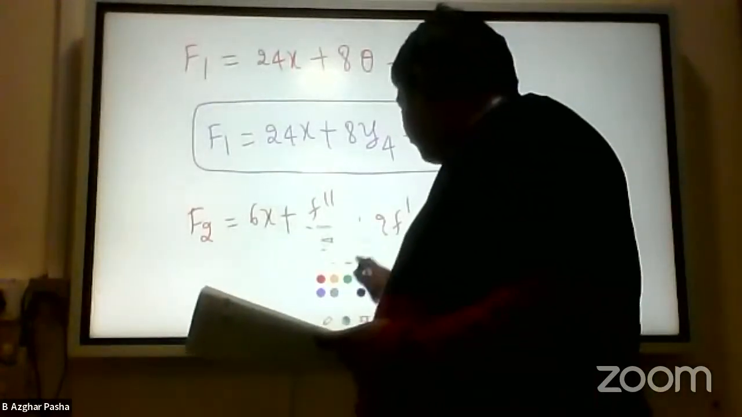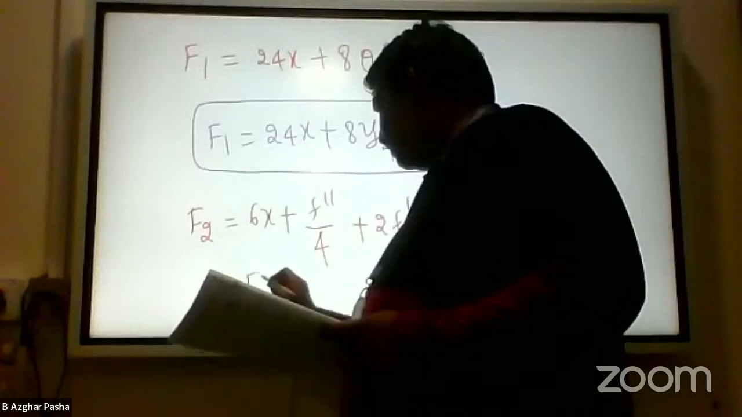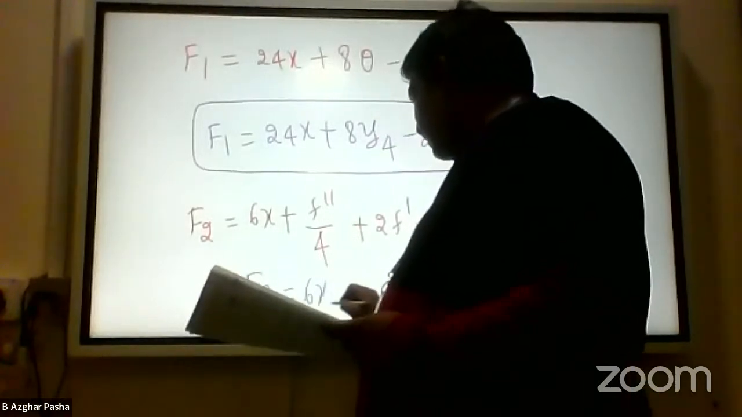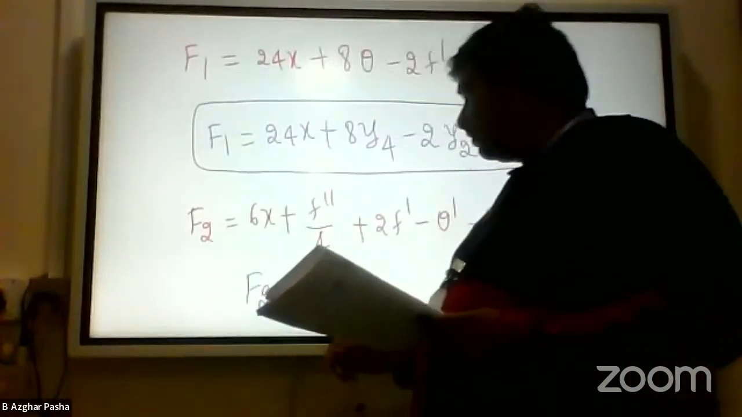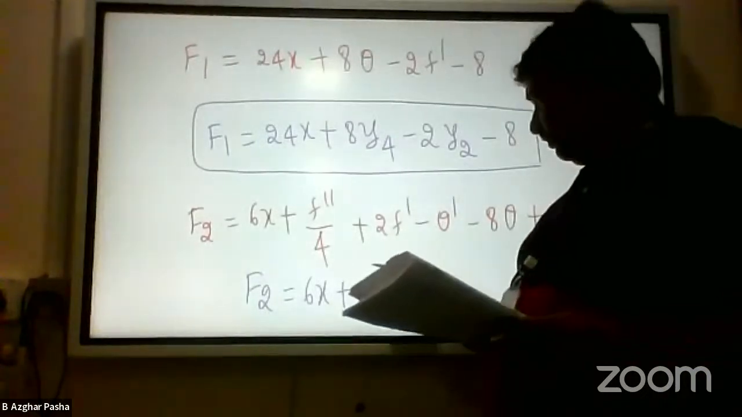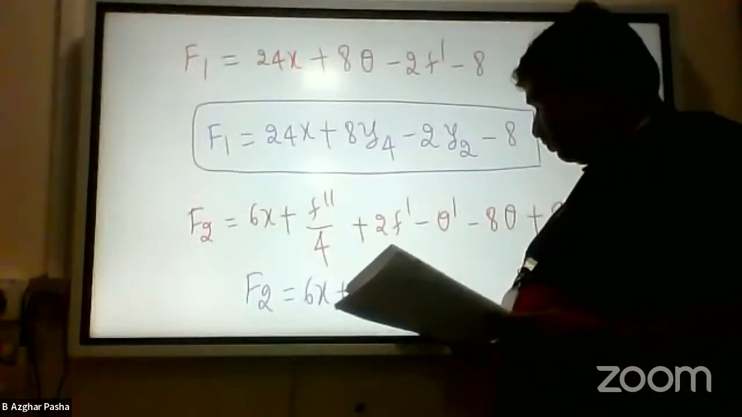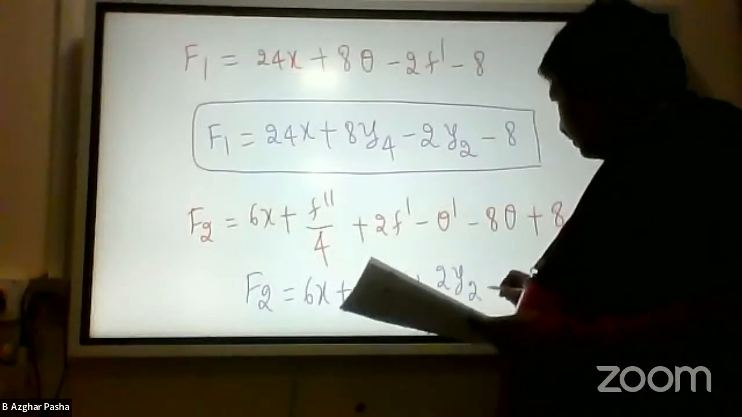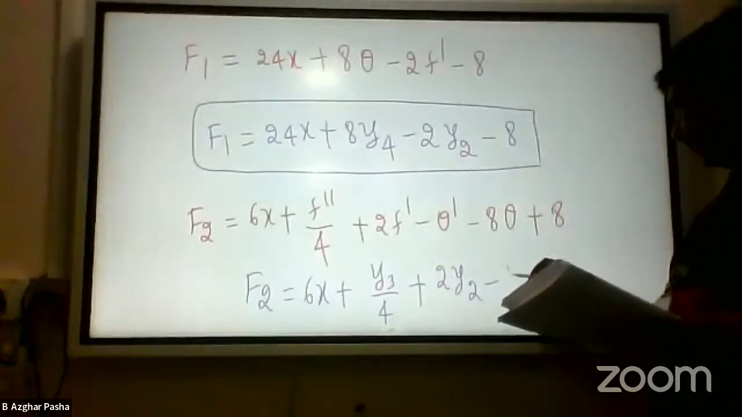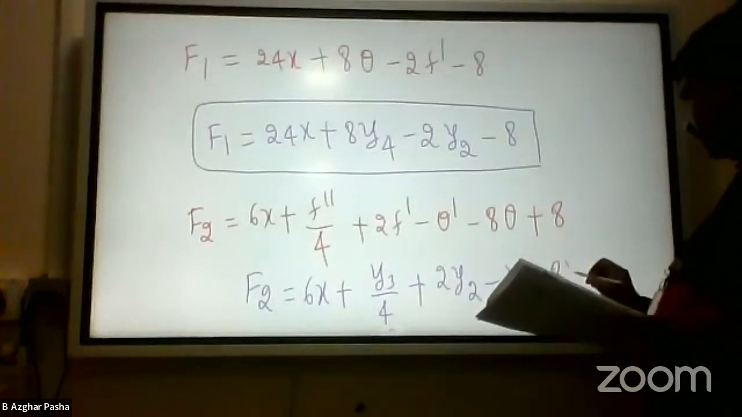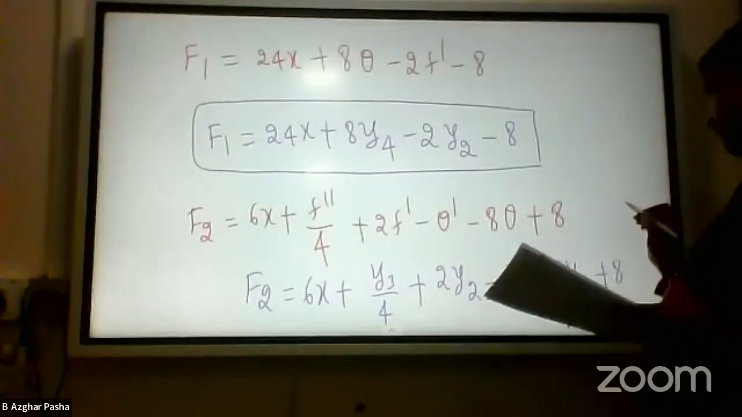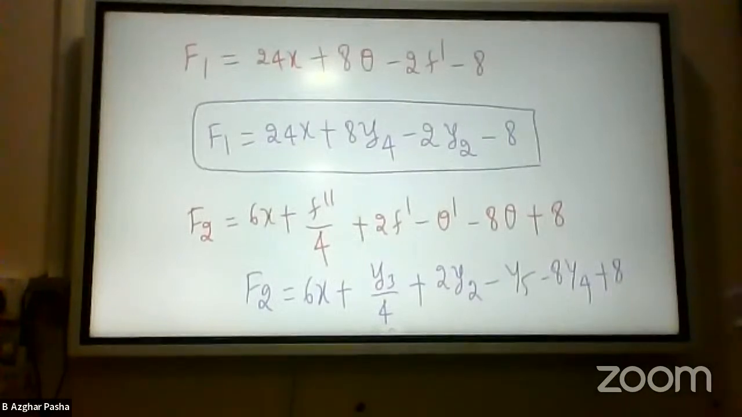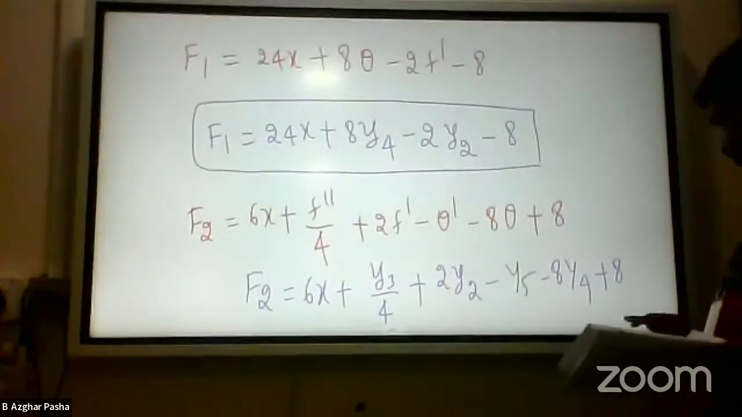Simplify this now. f2 becomes 6x, f double dash y3 by 4, f dash is y2, theta dash is y5, theta is y4, and here it becomes 8. I have expressed f1 and f2 in terms of the yi's.